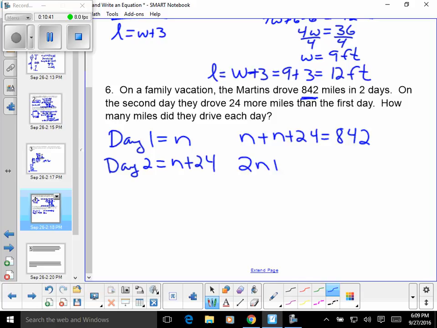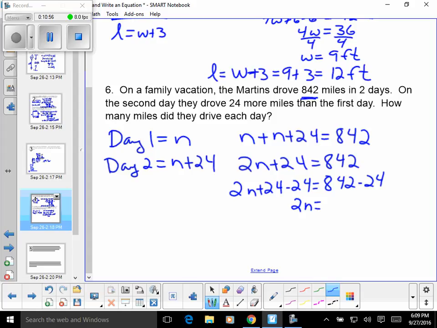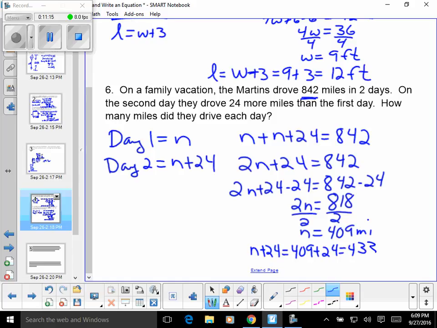Simplify. 2n plus 24 equals 842. 2n plus 24 minus 24 equals 842 minus 24. 2n is going to equal 818. Divide both sides by 2. N is going to equal 409 miles. N plus 24 will equal 409 plus 24, which is 433 miles.